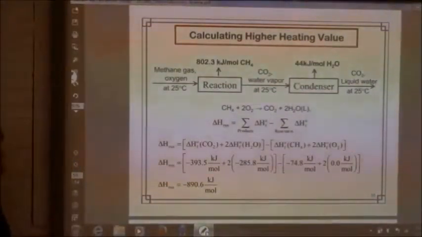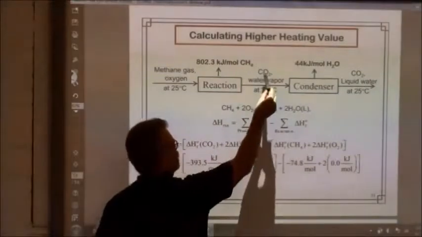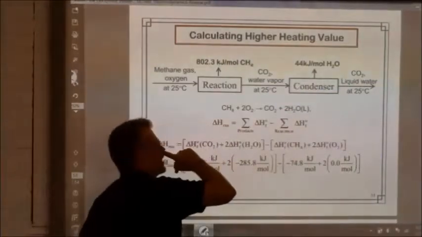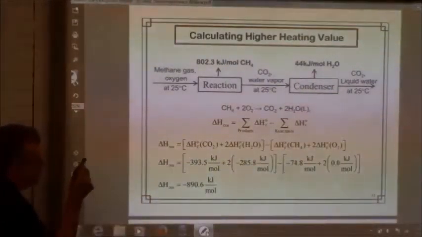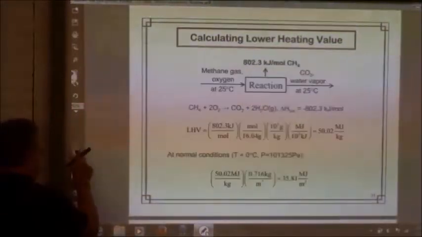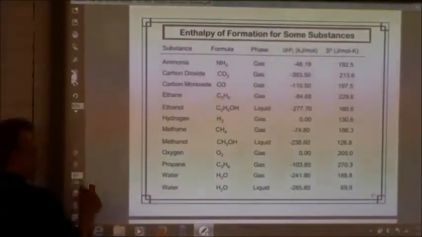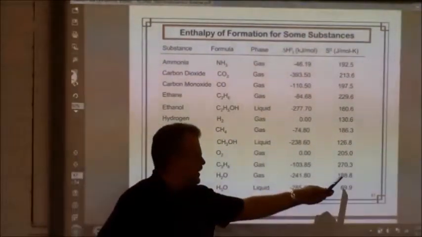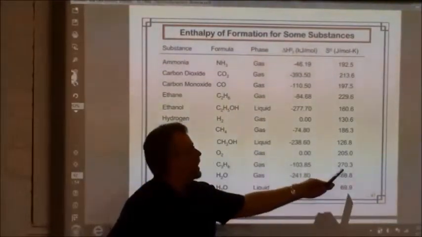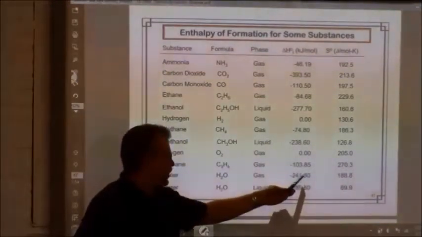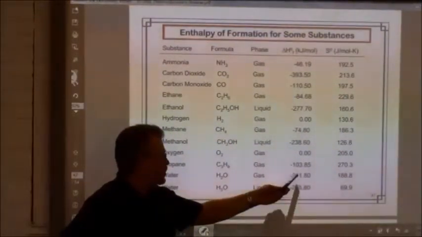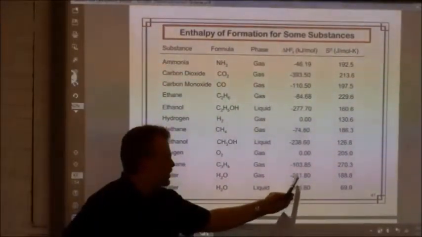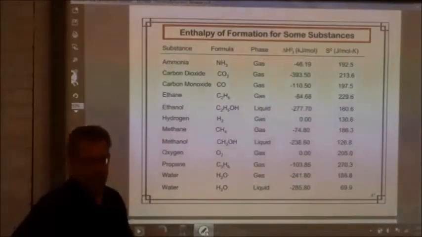Okay. Now, the higher heating value is if we take this water vapor and actually condense it to a liquid water, we get out an extra 44 kilojoules per mole of water. Now, where does that come from? Well, if we go back to our table here, you can see that if we've got water as a gas, it still contains 241.8 kilojoules per mole. Liquid water has 285.8, so the difference between these is 44 kilojoules.